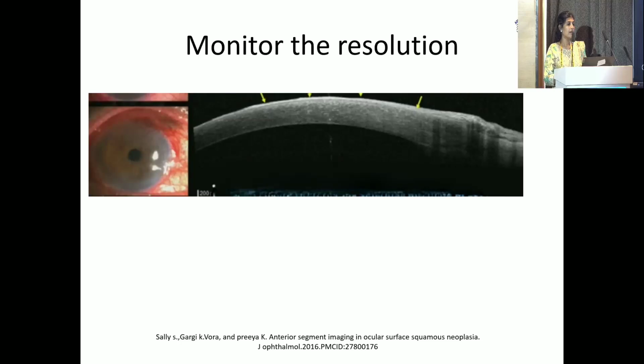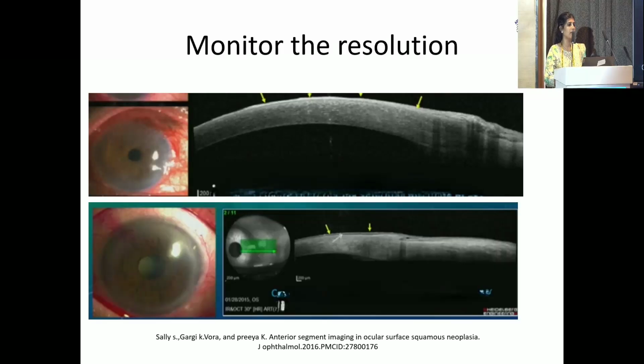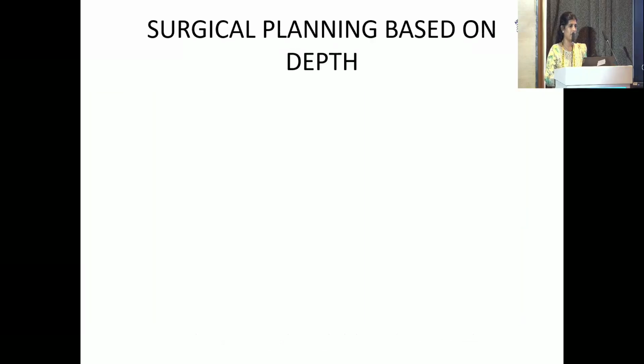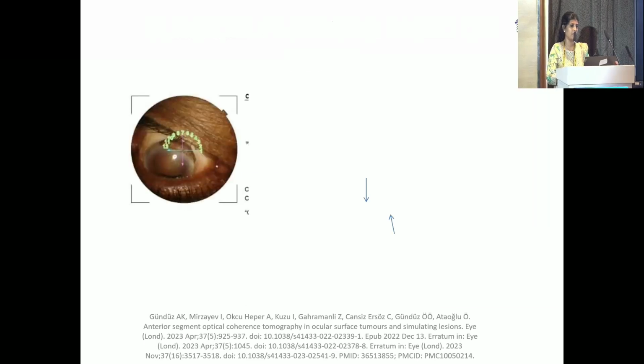Apart from this, when we gave a first cycle of 5FU, clinically the picture shows it is resolved, the lesion is no more there. But when we did an AS-OCT, we found there was still a hyperreflective layer of epithelium there. That normal translucency had still not come back. So another cycle of 5FU had to be given to get back the normal translucency of the epithelium. So we can use this to monitor and diagnose. We can also use it to assess the depth in order to plan certain surgical procedures.